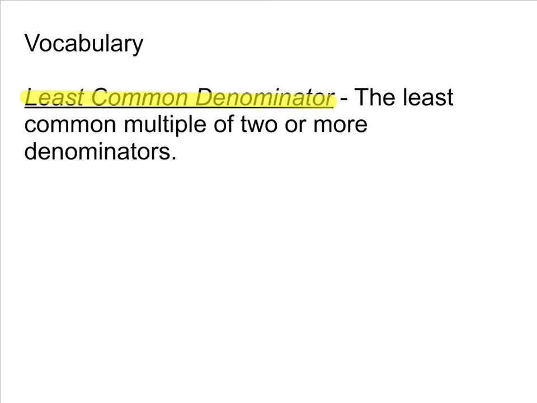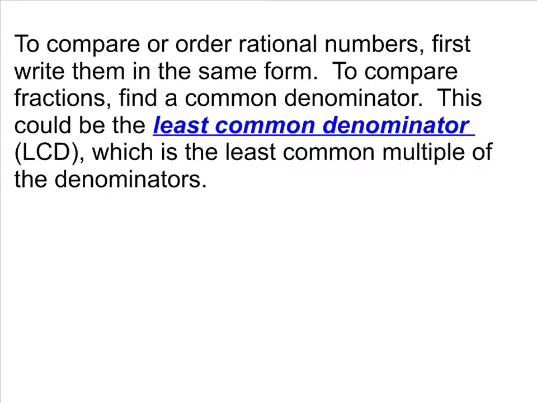Now, our vocabulary for today is going to be least common denominator: the least common multiple of two or more denominators. It says to compare or order rational numbers, first write them in the same form, meaning we need to make them both fractions or both decimals. To compare fractions, find a common denominator. This could be the least common denominator, which is the least common multiple of the denominators.